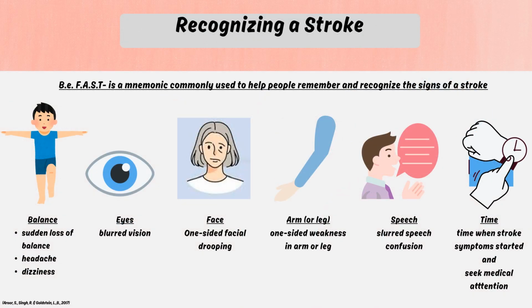The BFAST mnemonic is commonly used to help people remember and recognize the signs of a stroke. BFAST stands for balance, eyes, face, arm, speech, and time. When discerning whether or not you yourself or someone around you is having a stroke, it's important to look for the following signs: a sudden loss of balance, headache, or dizziness, blurred vision, facial drooping on one side of the face, one-sided weakness in the arm, leg, or both, slurred speech and sudden confusion, and lastly, it's important to note the time of when symptoms started and seek medical attention.